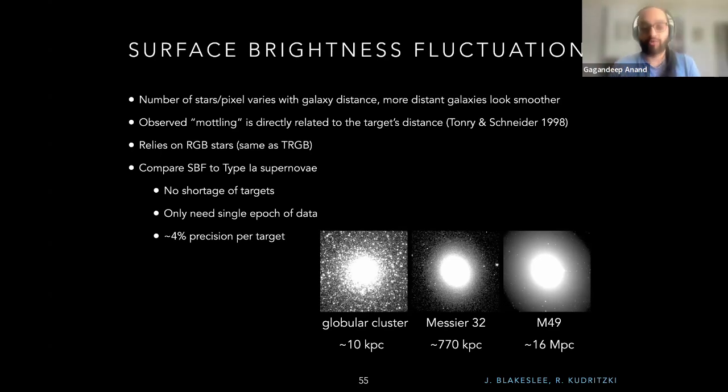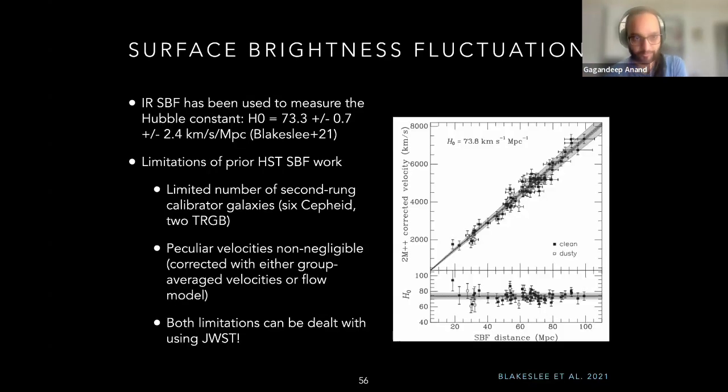Well, one, there's no shortage of targets, right? With supernovae, you have to wait for the things to blow up. But with surface brightness fluctuations, elliptical galaxies just exist in the universe, so you can use them. And there's no need to measure the light curves. There's only a single epoch of data needed, and the precision per target is very competitive relative to the supernovae.